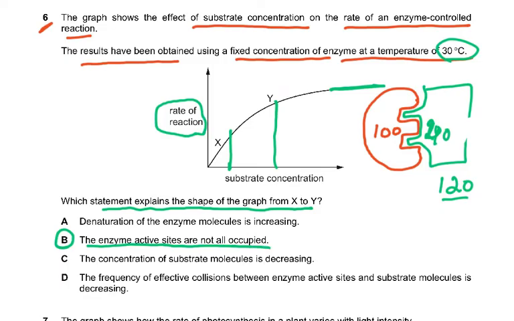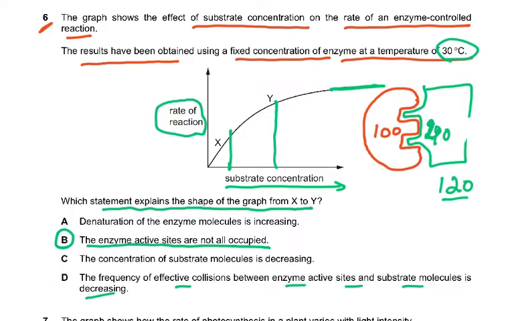The concentration of the substrate molecule is decreasing. No, the substrate concentration is increasing. You can see it here. This is the line which I have given you. The frequency of effective collisions between enzyme active site and substrate molecules is decreasing. No, the substrate is increasing. So the frequency of effective collisions is increasing because the substrate is increasing.